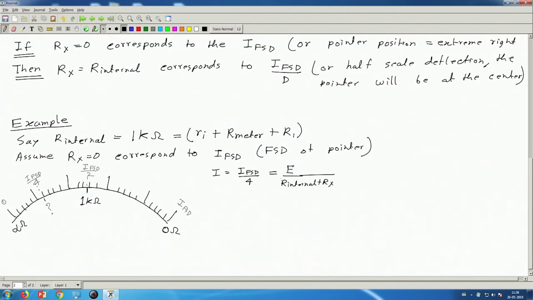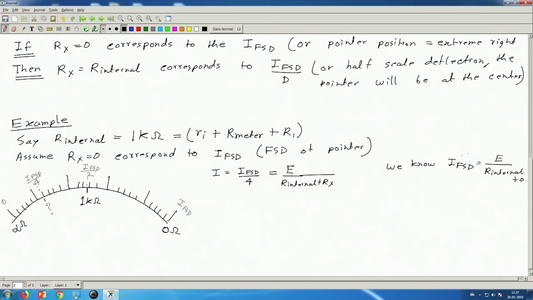Okay. R internal plus Rx is equal to IFSD by 4. Now, for what value of Rx is this true? Let us solve it. We also know that IFSD is equal to E by R internal, because Rx equal to 0 means full scale deflection current.